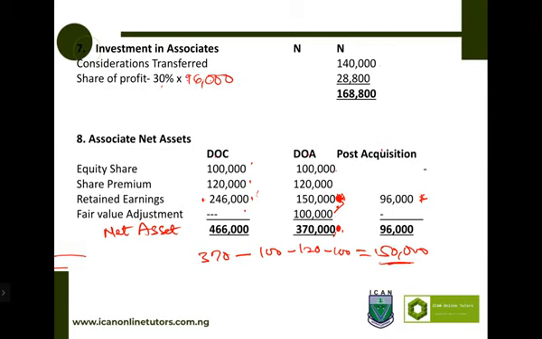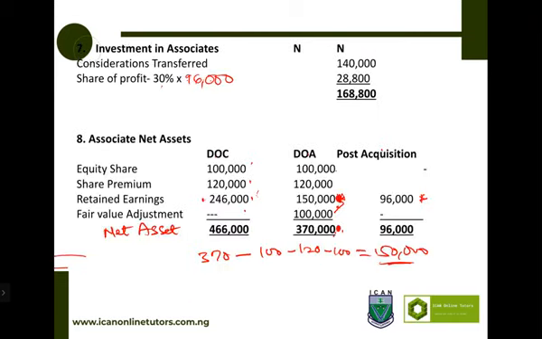It is this post-acquisition profit of 96,000 that you are going to use to share your share of profit to the parent company, known as D. And 30% of 96, if you punch your calculator, will give you 28,800. I hope that is taken. All right.